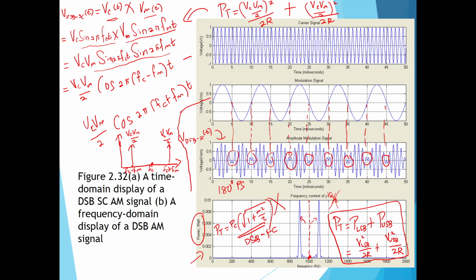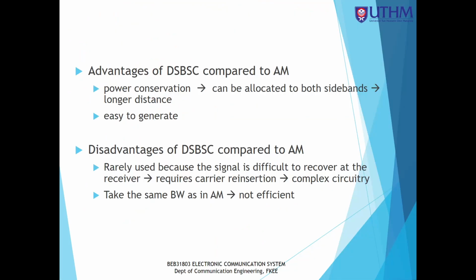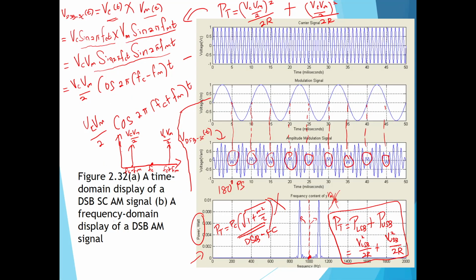Okay, so this is double sideband full carrier. So actually I want to show you how to draw this one, how to draw the waveform. Okay, how to draw the double sideband full carrier waveform. Macam mana nak lukis?